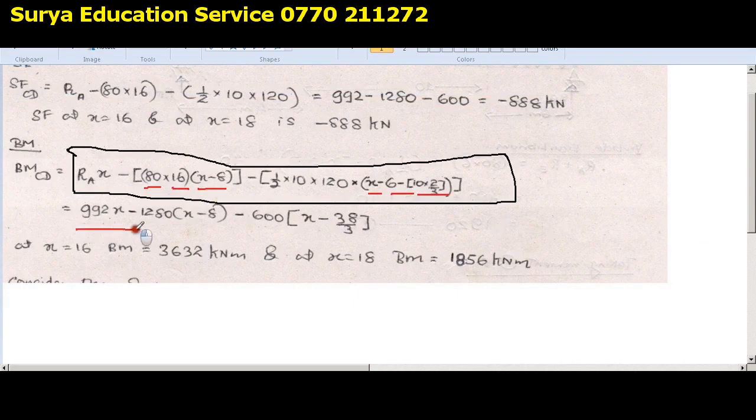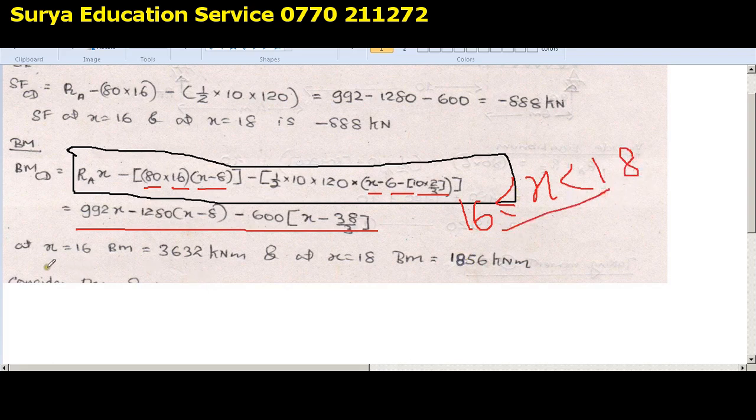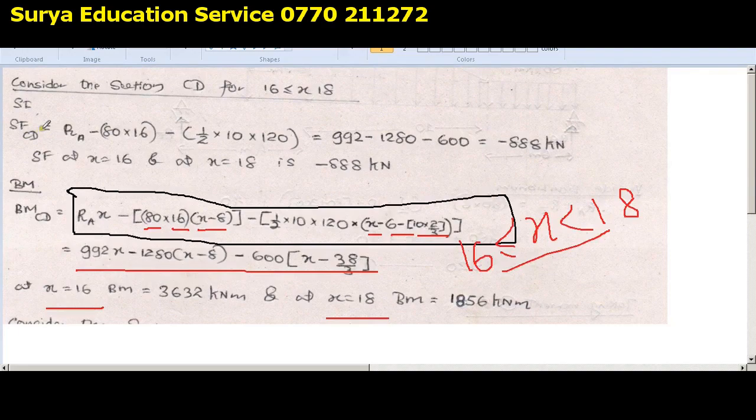So now you can get the general equation like this. Be very careful, you have to do the simplification very carefully. So now this is the general equation: 992x minus 1020 into x minus 8, something like this. Now put the limit. According to this case, x should definitely be greater than or equal to 16 and less than 18. That's the limit. So put one limit here and the other limit there. I think now you can understand how to get the bending moment value, and the same scenario you can do for the shear force. That's nothing new, that is just about considering the forces.